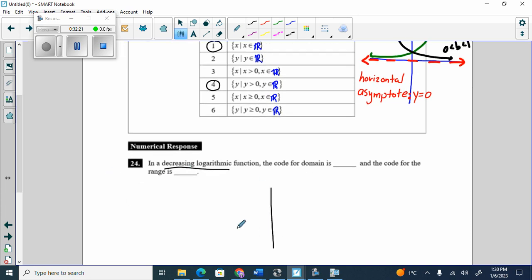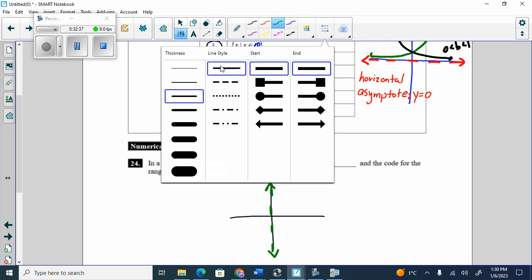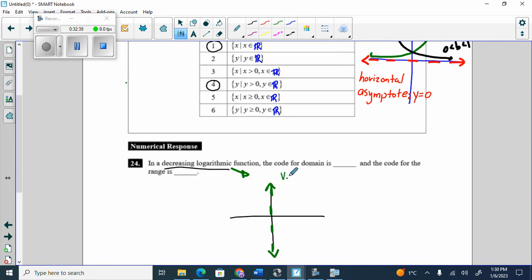In a decreasing logarithmic, which I hope they don't ask the question like this because they just gave you all exponential stuff and then talk a little logarithmic. I hope not, but we're going to use it anyways. Logarithmic graphs, these ones, have a vertical asymptote, a vertical line, on the y-axis. And the equation of the y-axis is actually x equals 0. And then it either increases and goes this way, or it decreases and goes this way.